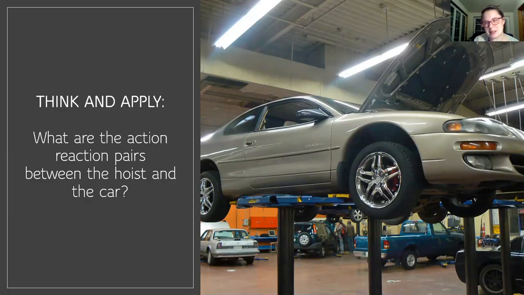So I want you to think and apply. Told you there's going to be no math, but I'd give you these think and apply questions. So what action-reaction pairs are there between the hoist and the car? So gravity is a force. And gravity pulls this car downwards with a force. It results in a force on the hoist. But in order for the car to stay in the air, the hoist must be putting a force on the car.